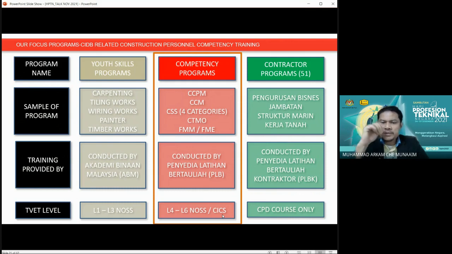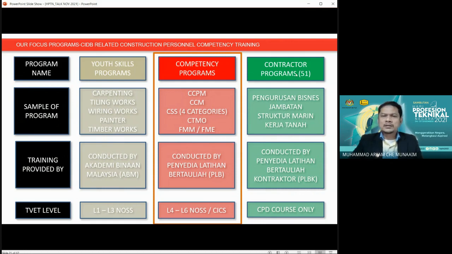Then we have contractor programs for CIDB, about 51 programs altogether. This is more for contractors to be registered under the related code bidang, to enable them to carry out that work. For example, if they want to do jambatan works, or bridge works, they need to come for 5 days of PLBK, Penyedia Latihan Bertauliah contractor training. There is also an assessment at the end of the class. Once they have passed and been assessed, they are entitled to construct the bridge, for example. Same goes for marine, same goes for kerja tanah.